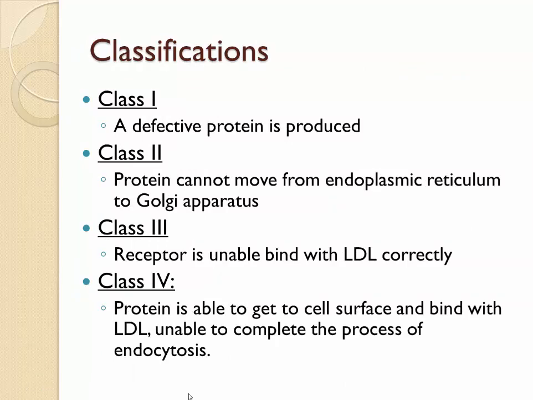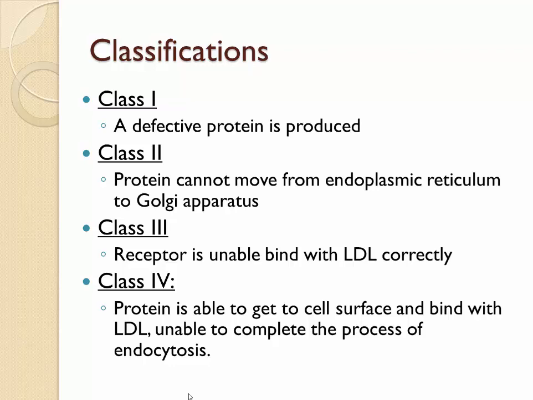So familial hypercholesterolemia has some classifications, and it's based on the defect. In class 1, the defect is within the protein that is produced. In class 2, the protein itself doesn't move from the endoplasmic reticulum into the Golgi apparatus. So it's a defective protein, and not only do you have this defective protein, but the protein can't do its job. It can't move. And then if you have a class 3, this is the receptor.